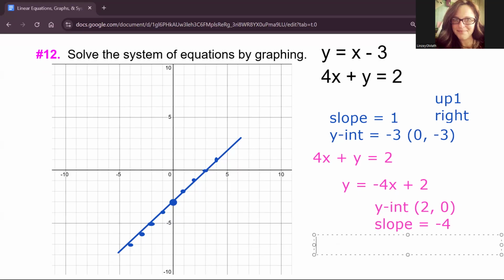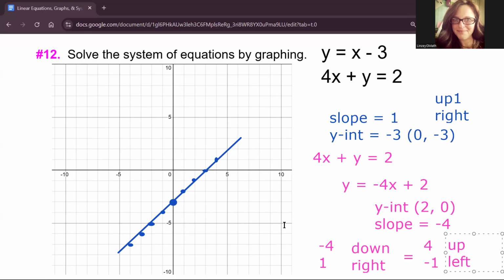And with a slope of -4, we can go down and right, or +4 over -1, and we could go up and left. Now we'll finish graphing our second line, starting with our y-intercept at +2. And then our slope, let's go down 1, 2, 3, 4, and to the right 1.